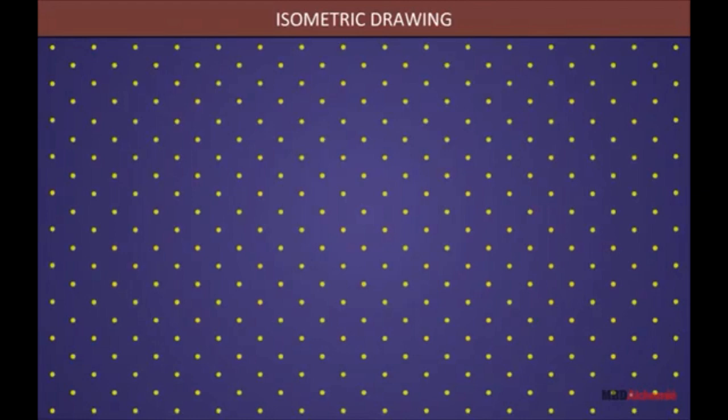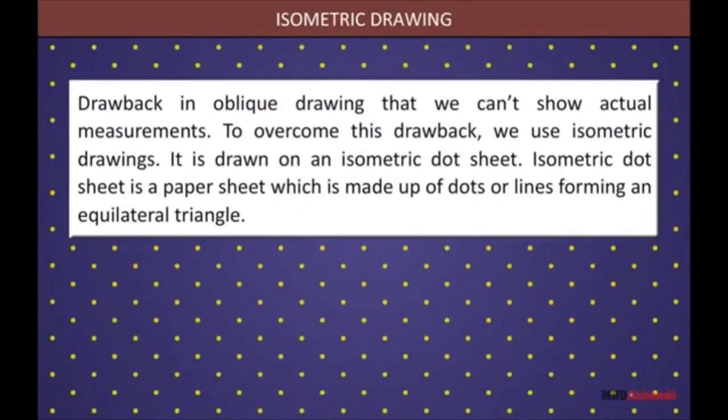Isometric drawing. There is a drawback in oblique drawing that we can't show actual measurements. To overcome this drawback, we use isometric drawings. It is drawn on an isometric dot sheet.